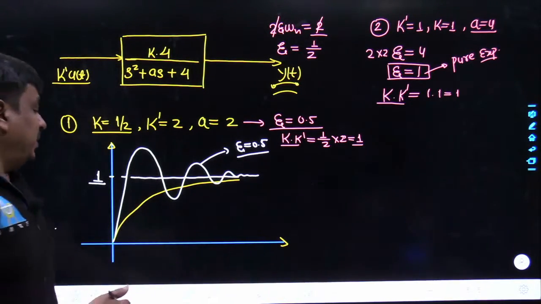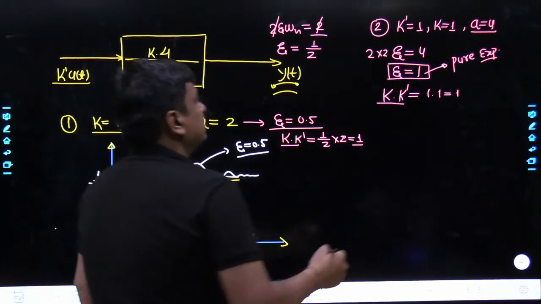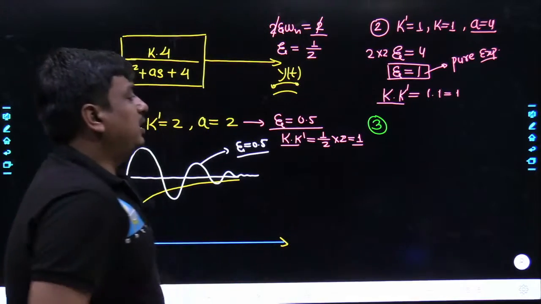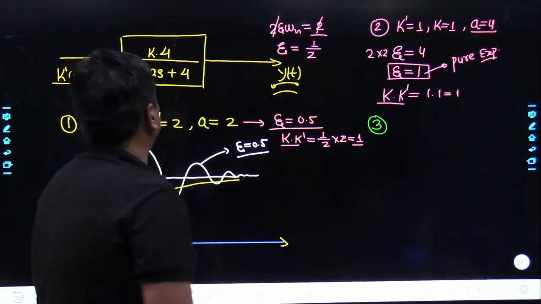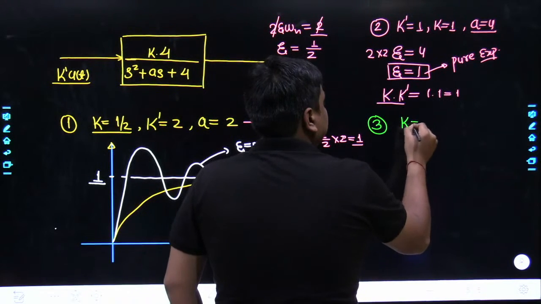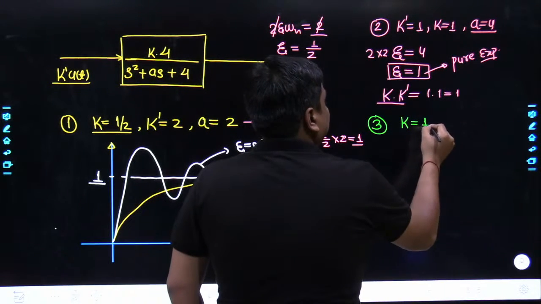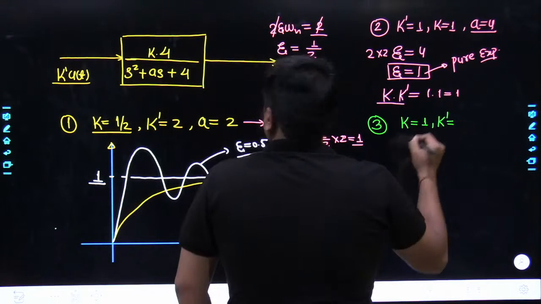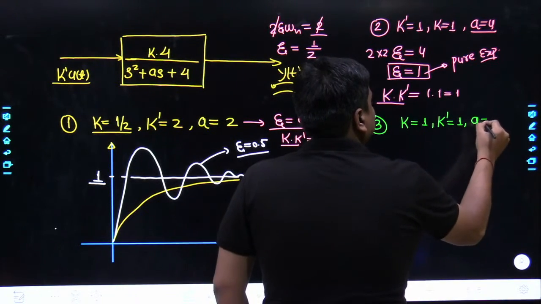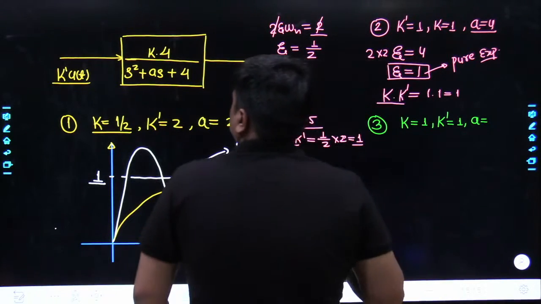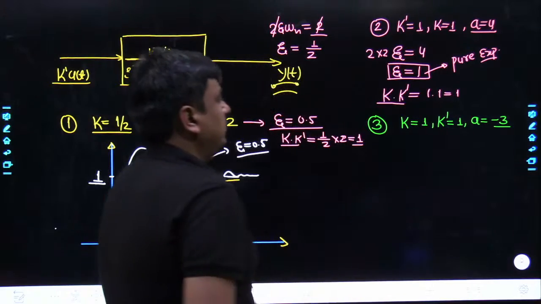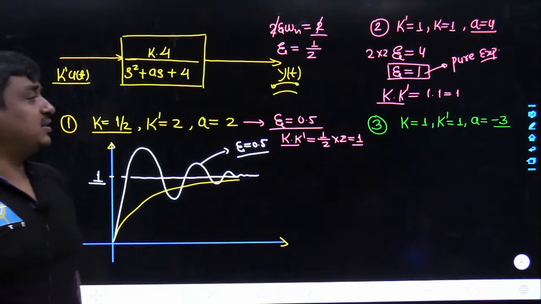Agreed? Let me take the third question. And here comes the major change. See what it is. What I am going to do over here is, still the k has been chosen as 1, and even the k dash has been chosen as 1. But here the a has been chosen to be, let's take somewhere, -3. Deliberately I have chosen a equal to -3.